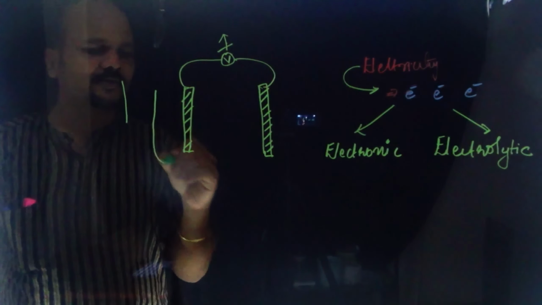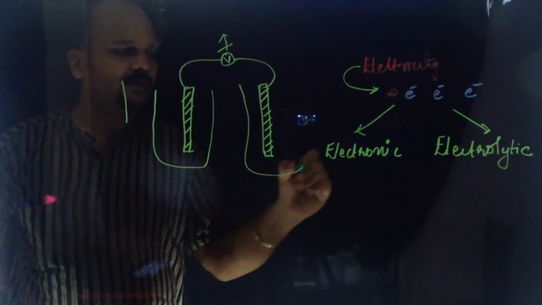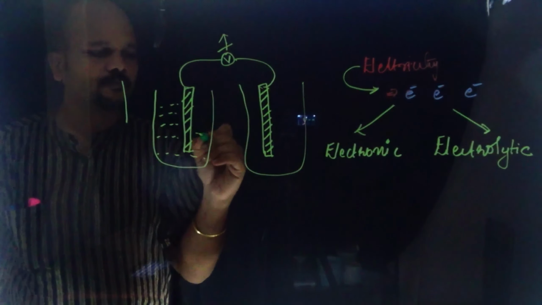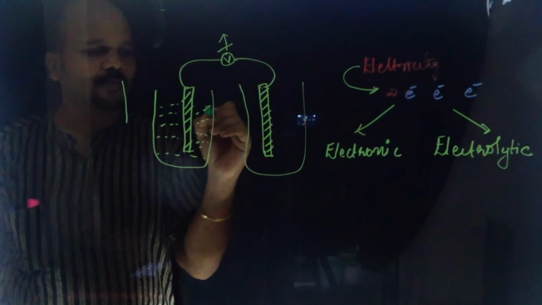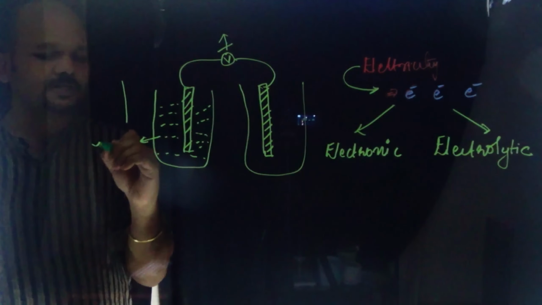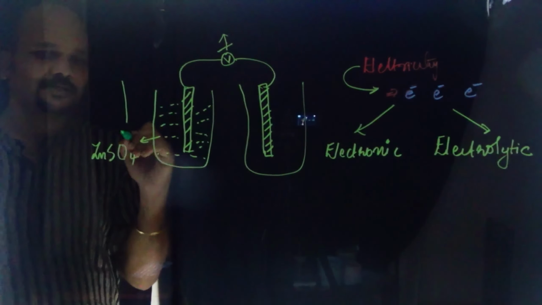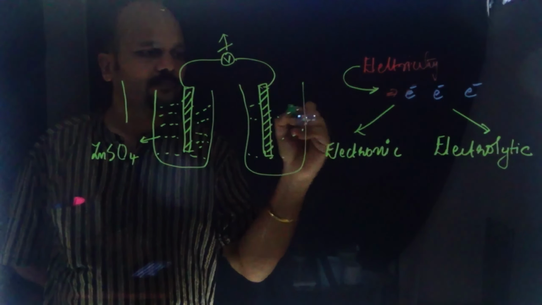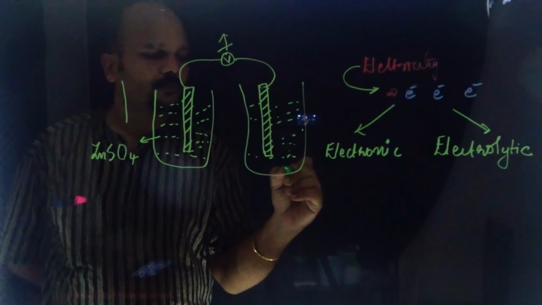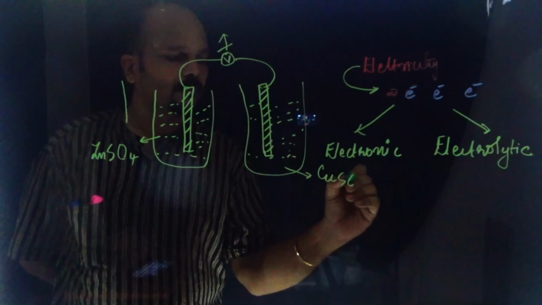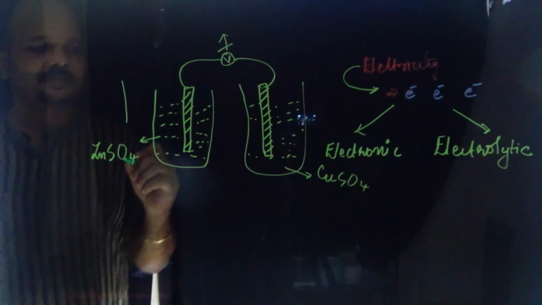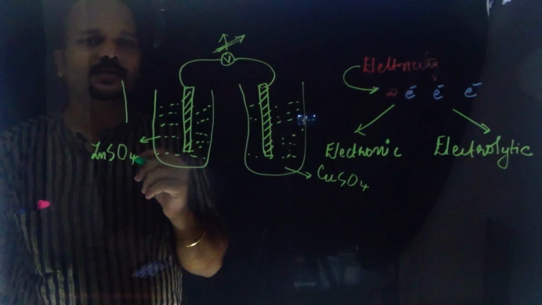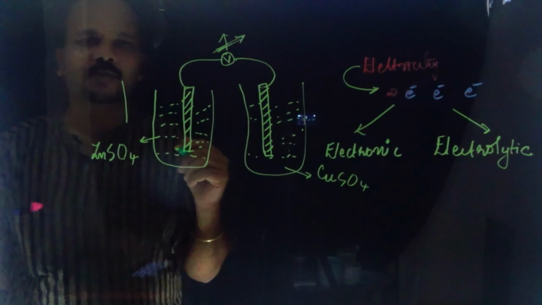But on the other hand, if you dip this zinc rod and copper rod, see, the zinc rod you dip into zinc sulfate solution. Think of it this way: you dip it into zinc sulfate solution. And this copper rod, you dip into copper sulfate solution. Do you know one thing? You can check that the voltmeter gets deflected.